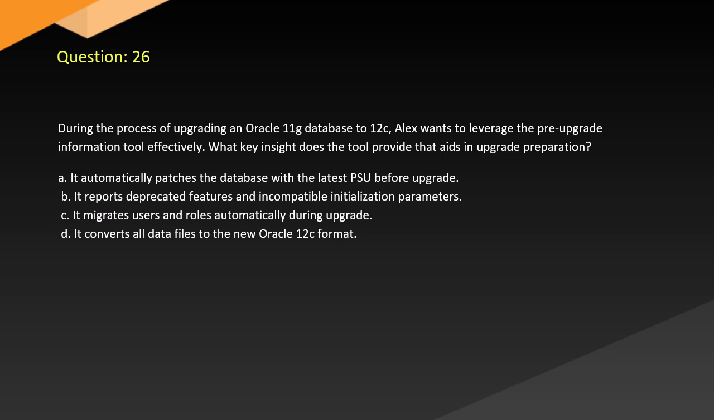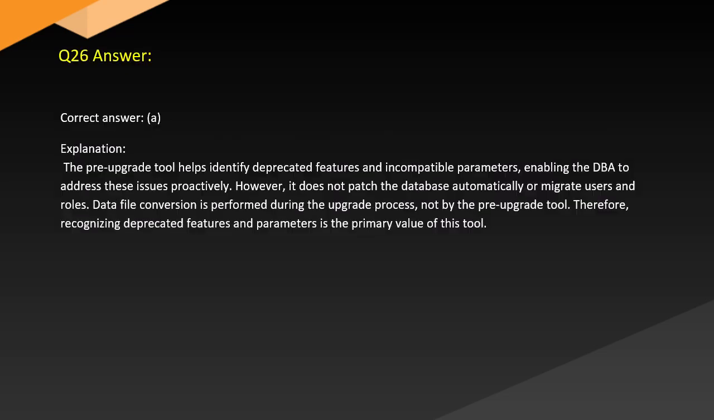C. It migrates users and roles automatically during upgrade. D. It converts all data files to the new Oracle 12c format. Answer. Correct answer: A. Explanation. The pre-upgrade tool helps identify deprecated features and incompatible parameters, enabling the DBA to address these issues proactively.